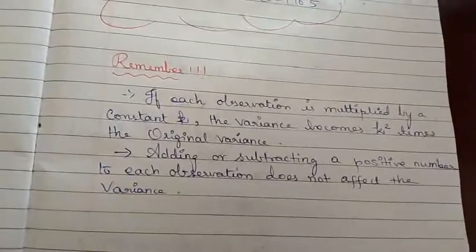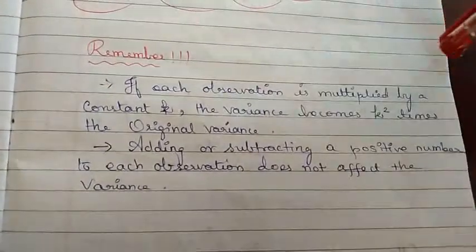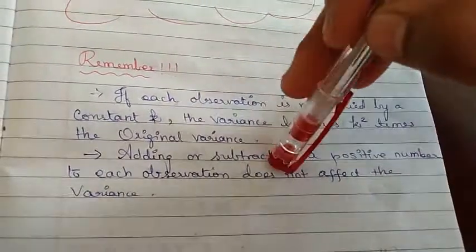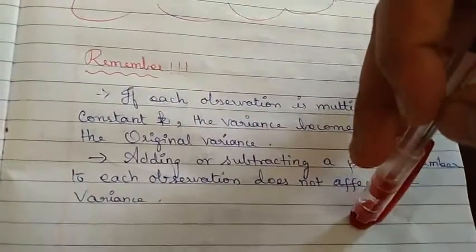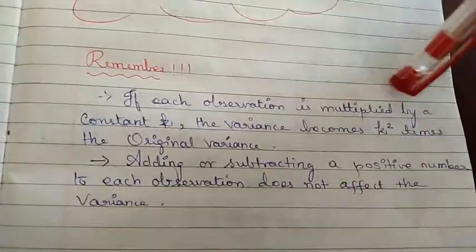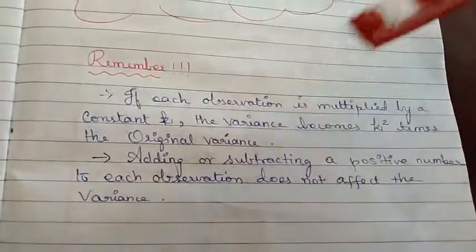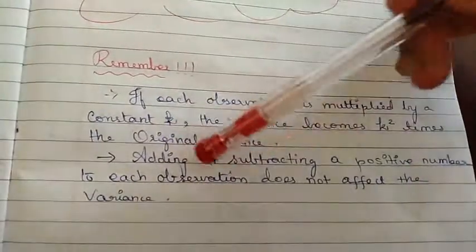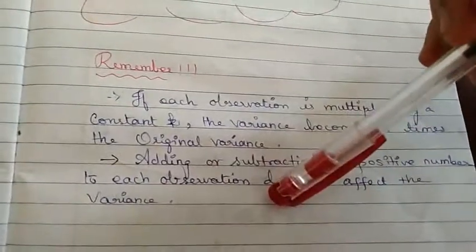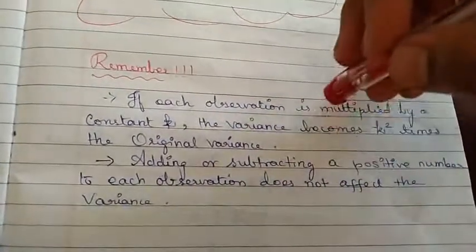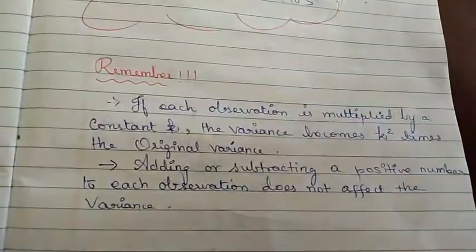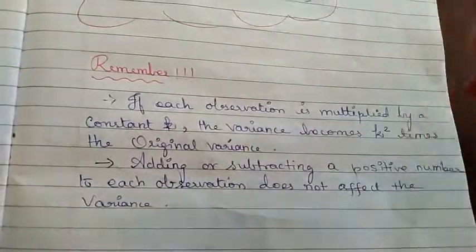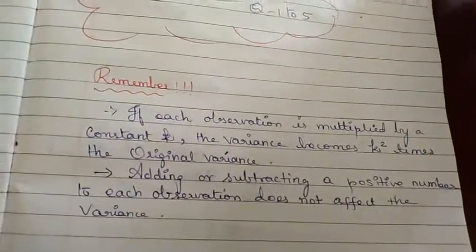Then one more thing you have to remember, if each observation is multiplied by a constant k, then the variance becomes k square times the original variance. This type of question you can expect for 1 mark. Adding or subtracting a positive number to each observation does not affect the variance. Okay, if you multiply each observation by k, then it is like multiplying the entire variance with k square. If you add or subtract, it will not affect the variance, right?